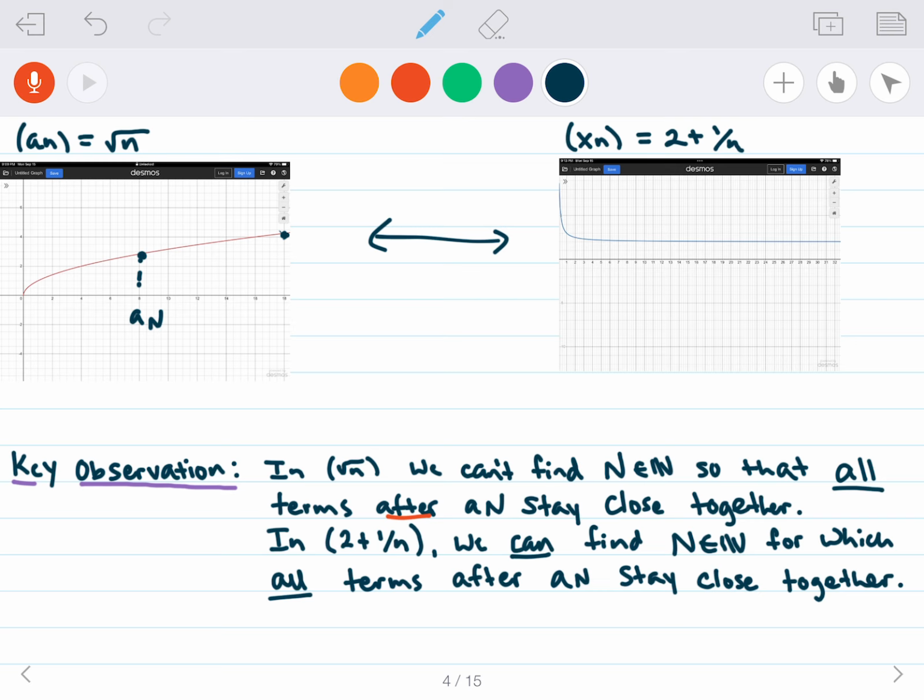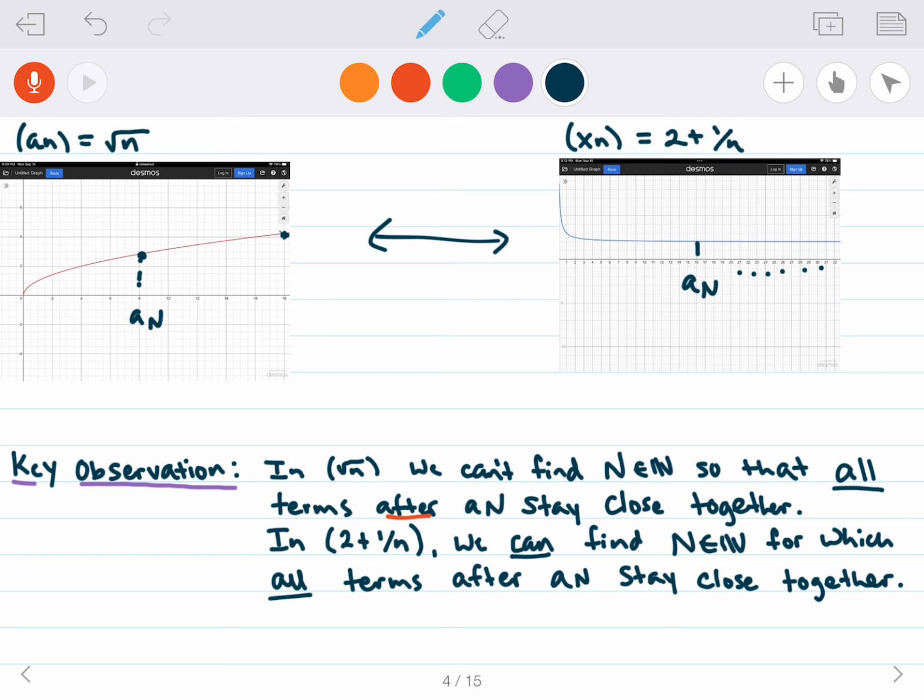On the other hand, with the 2 plus 1 over n case, just from inspecting the picture, you can see that as n gets larger, this is going to eventually flatten off to 2. Mathematically, that means there is some capital N so that everything after capital N is going to be in the epsilon neighborhood. All the terms after a sub capital N are going to be close to each other, not just the consecutive terms.